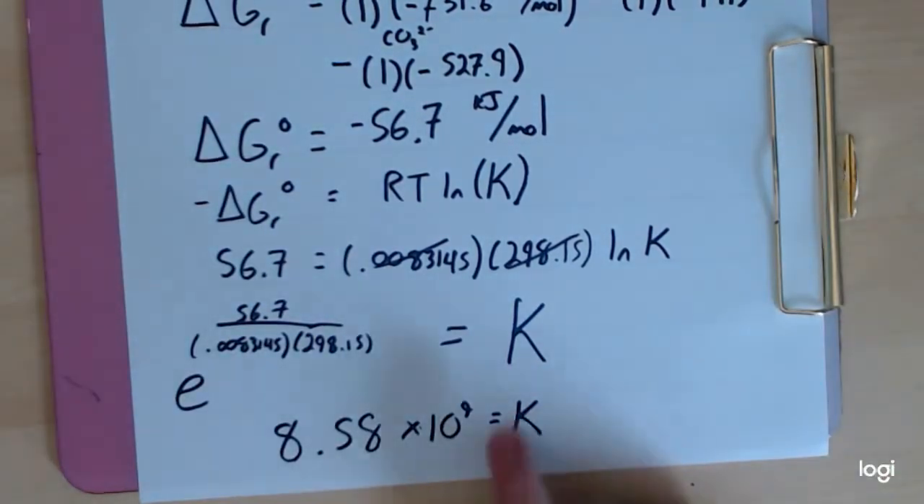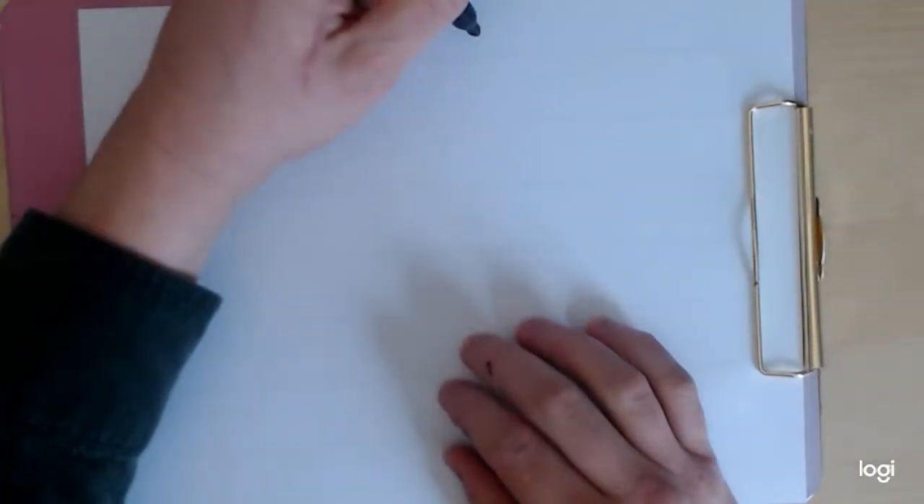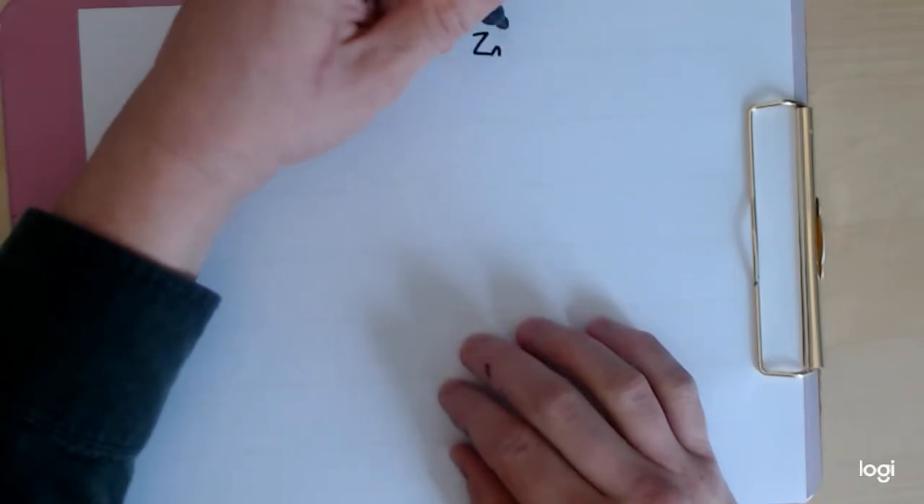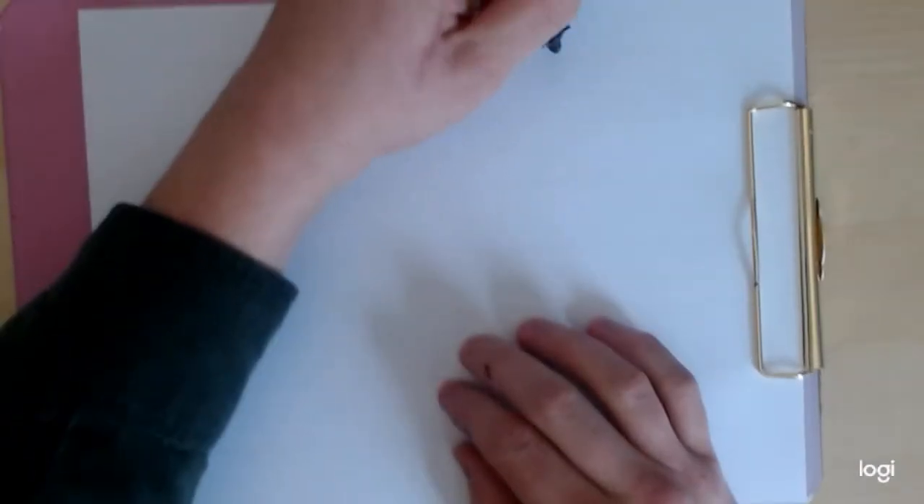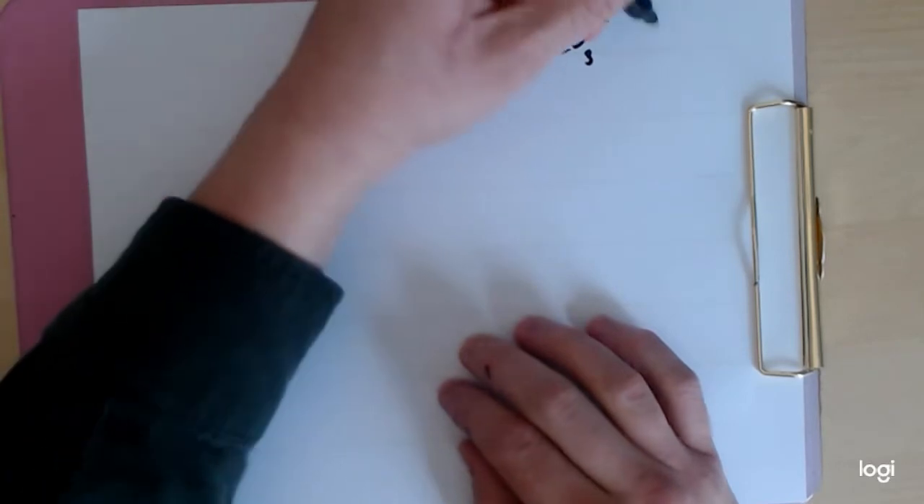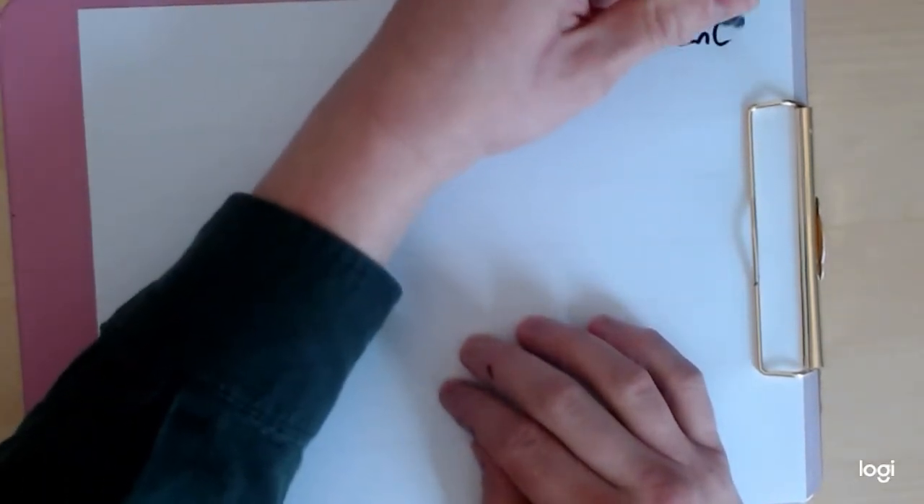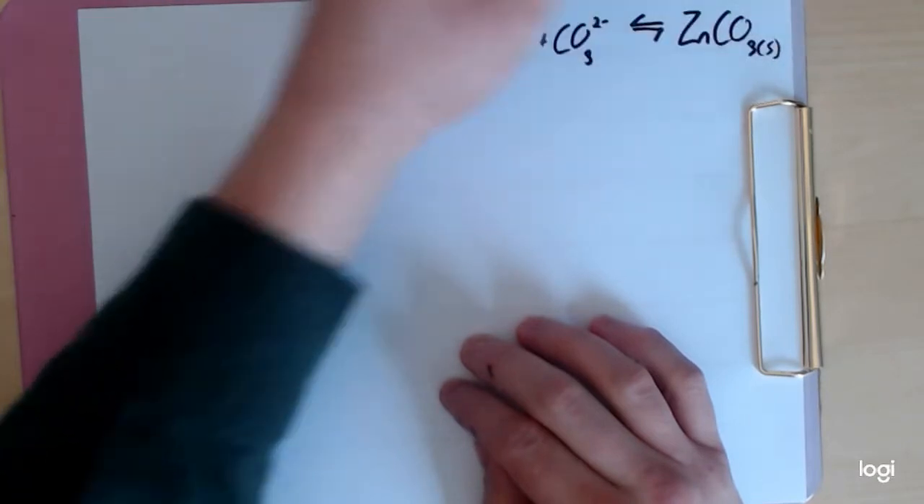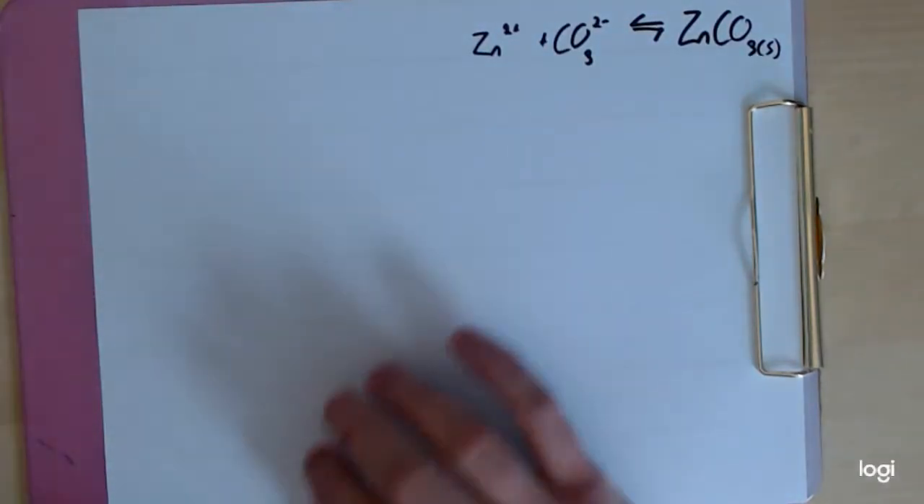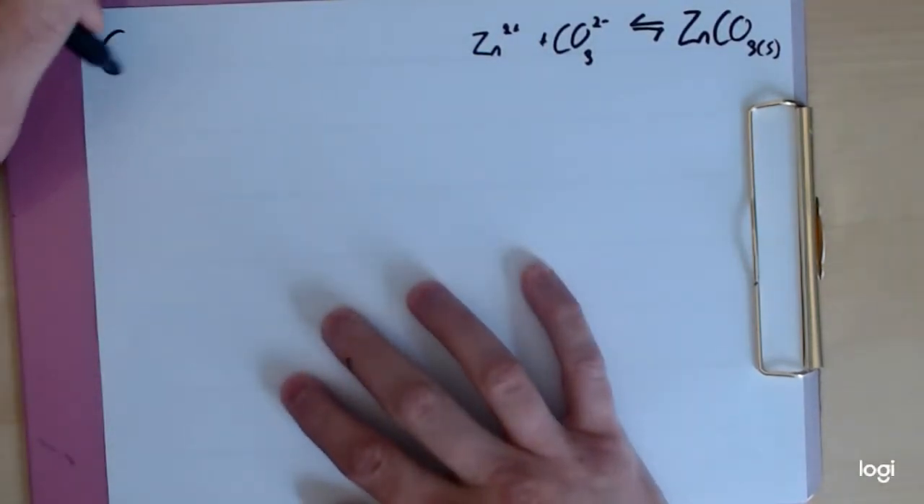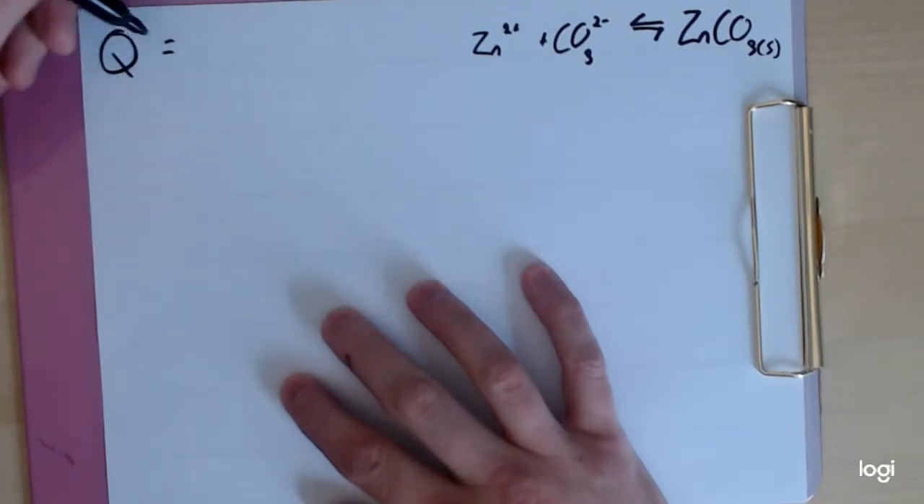Okay, so now that we have our equilibrium constant figured out, let's figure out what the concentrations are in our system. Again, recall our reaction was zinc 2 plus plus carbonate 2 minus yields zinc carbonate as a solid. Let's start off by writing our reaction quotient. We always want to do that first.